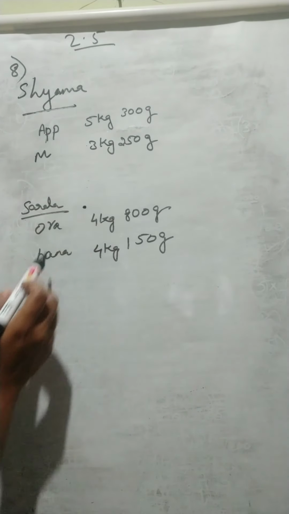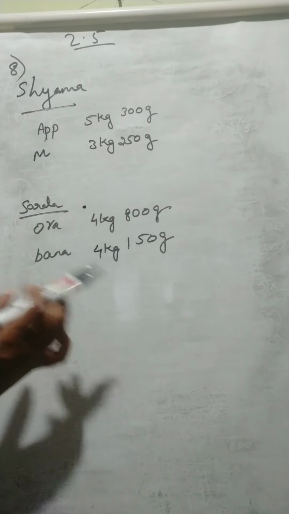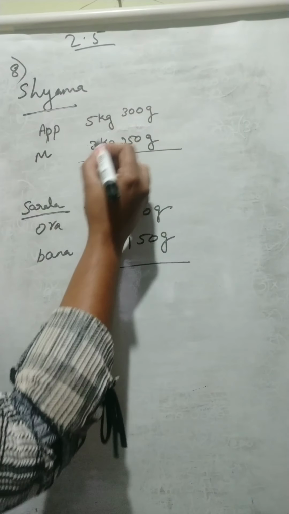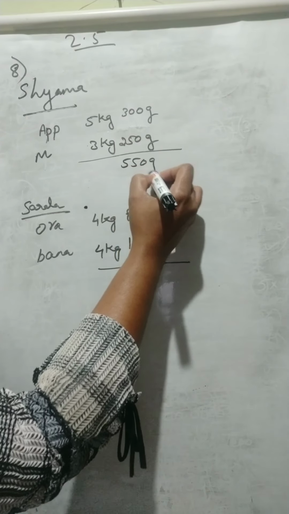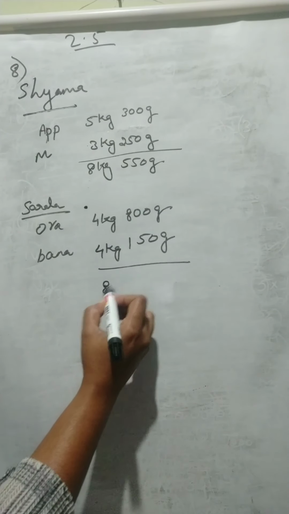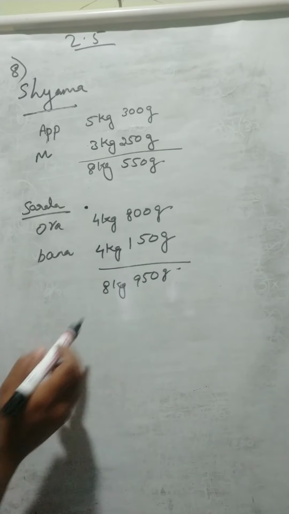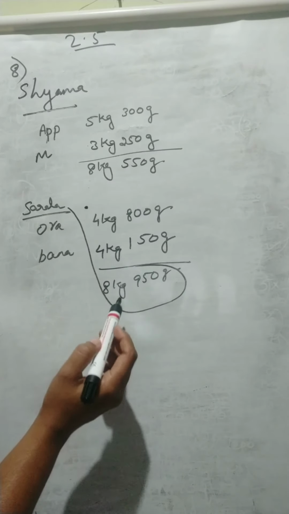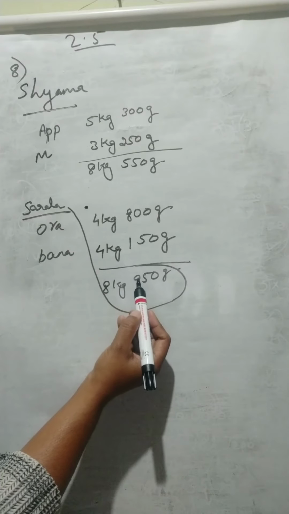Then who bought more fruits? To get that we have to find the total of these two. So we can say this is 300 gram and 250 gram, total that is 550 gram. For this one, 5 plus 3 is 8 kilogram. Here it is 8 kilogram and 550 gram. So who got more? Sarala bought more fruits.